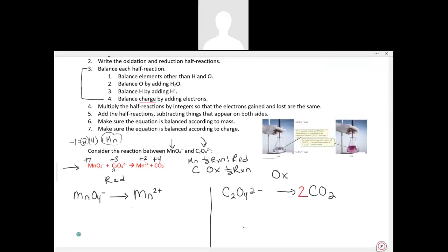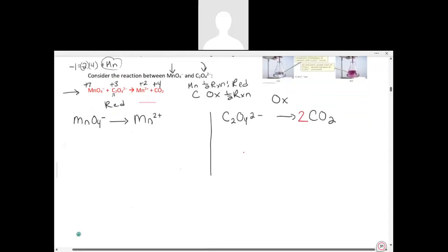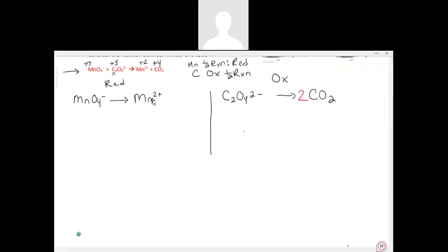Now I'm going to move to step 3, part 2 here. I'm going to balance the oxygen in both half equations by adding water. Each water molecule will add one oxygen atom. So I see with my reduction, I have 4 on this side, and I have 0 on this side.